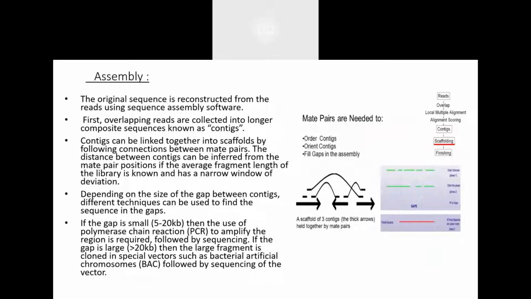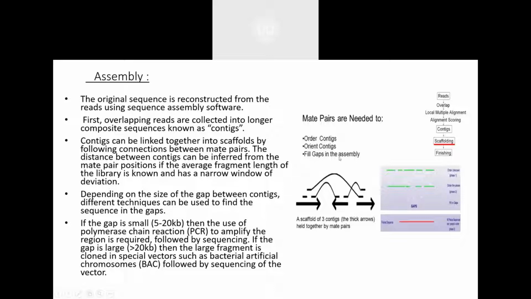Now, how do we assemble them? The original sequence is reconstructed from reads using sequence assembly software. So first, the overlapping reads are collected into longer composite sequences, which are known as contigs. Now we can see from this diagram, which is shown on the right-hand side, these three dark arrows are three contigs. So contigs are nothing but contiguous sequences, which are stretches of overlapping sequences.